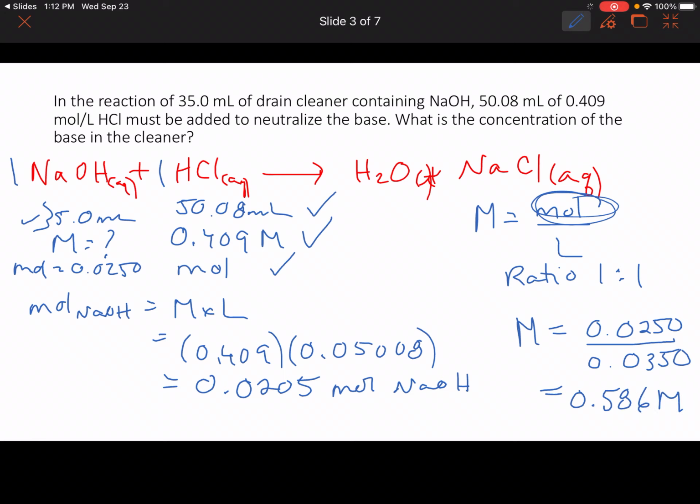Now for this, I have to check my sig figs. I look back at all the information given to me here: 3, 4, 3. So it looks like my answer should have 3 sig figs, which it does. So we're all happy. 0.586 is your answer here.